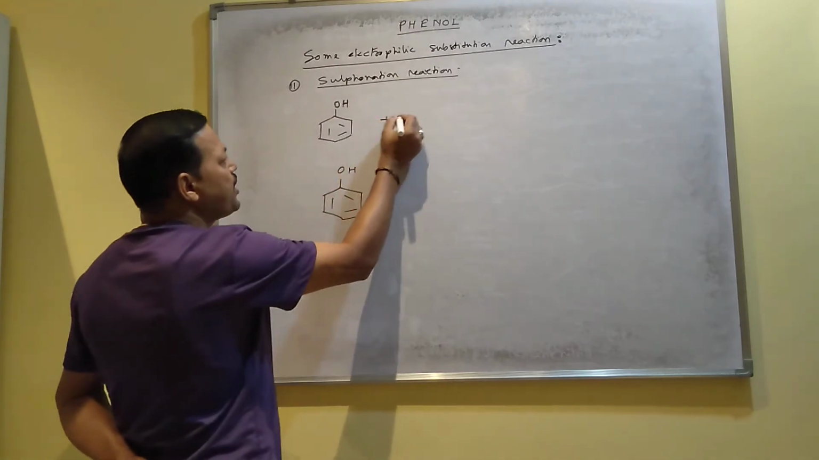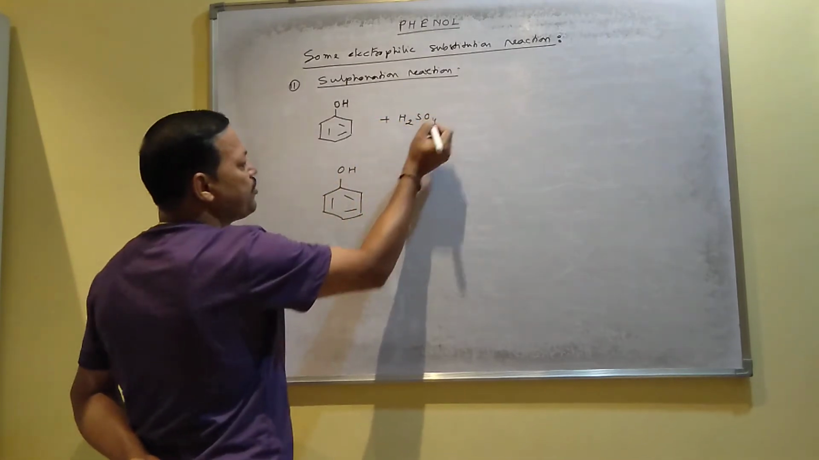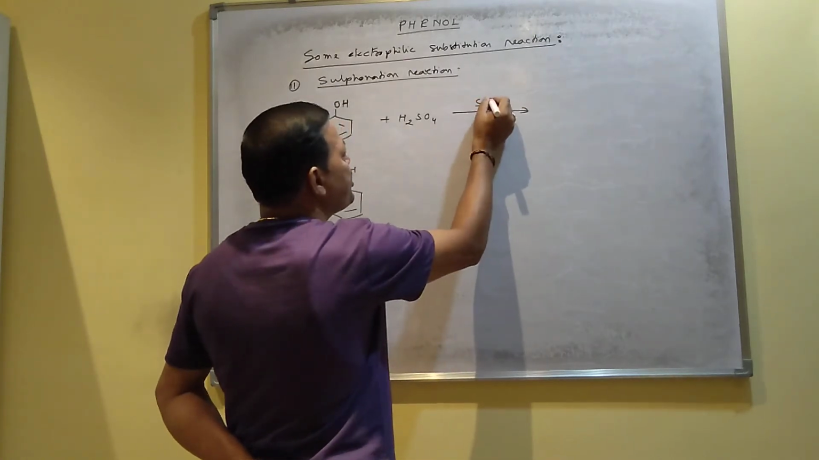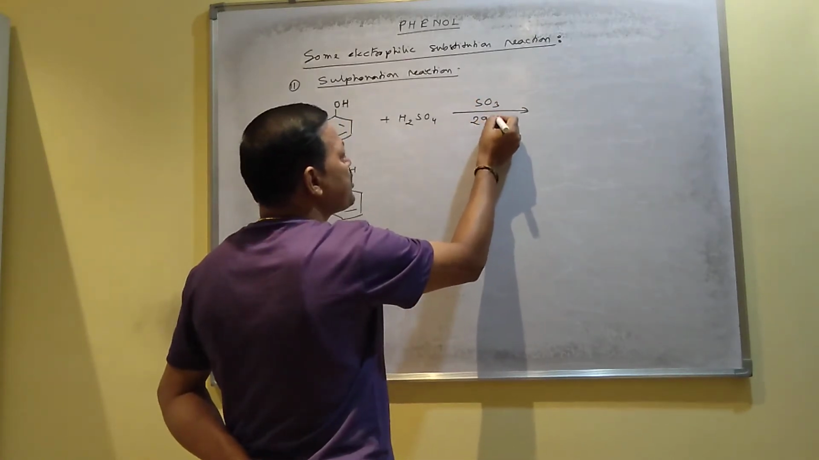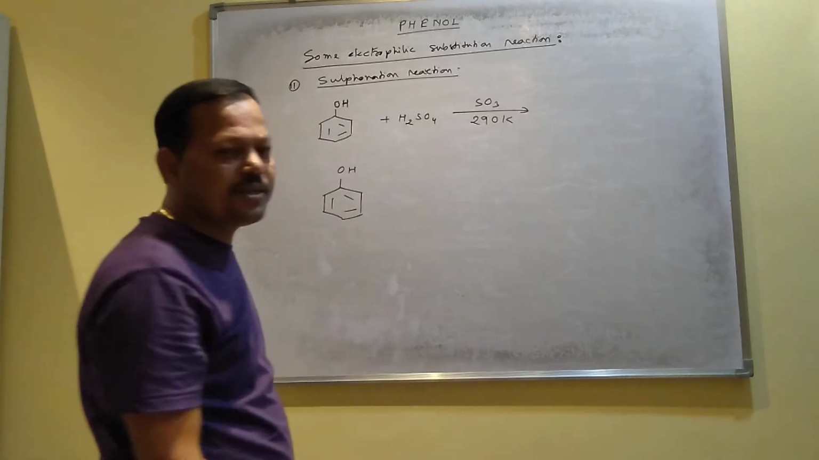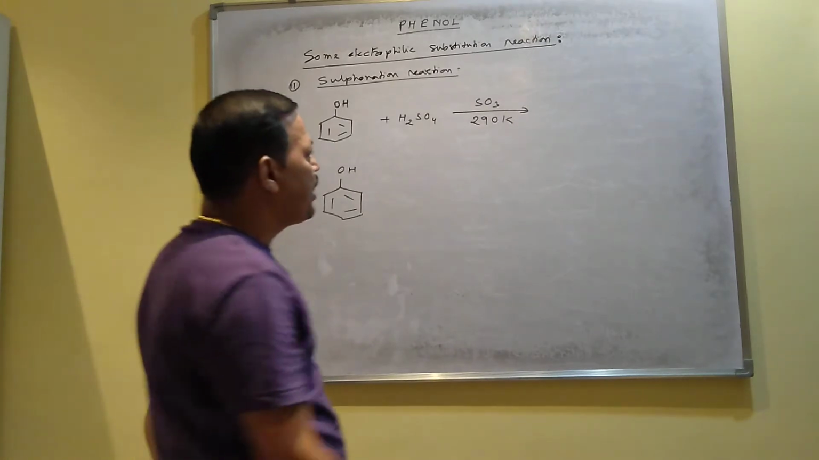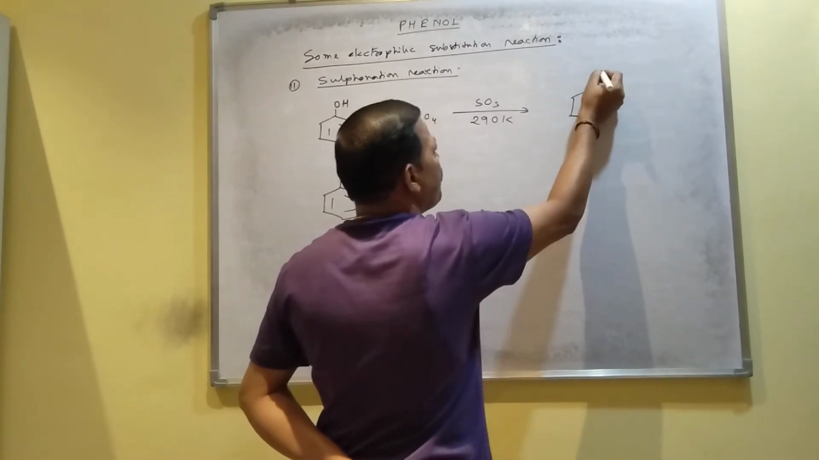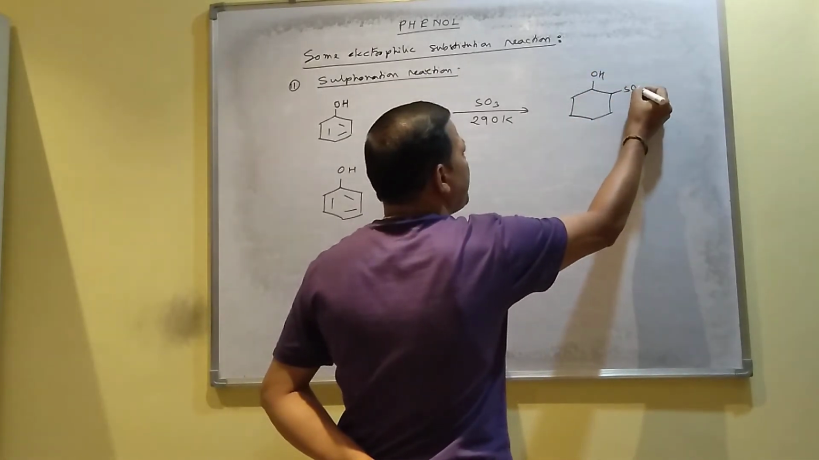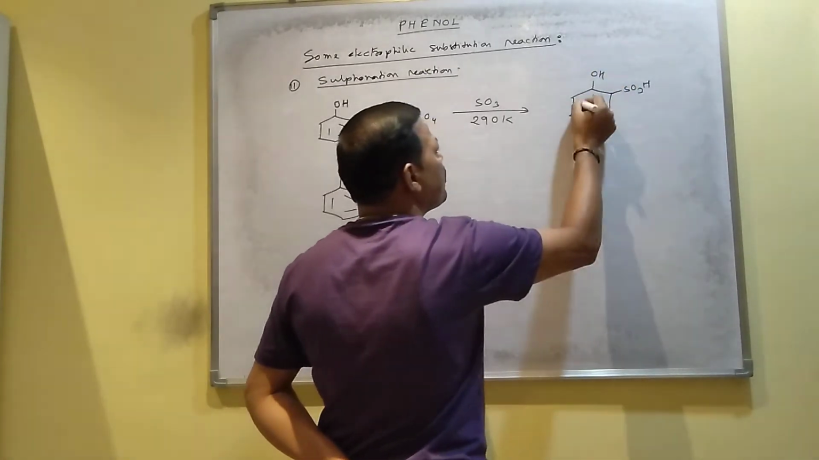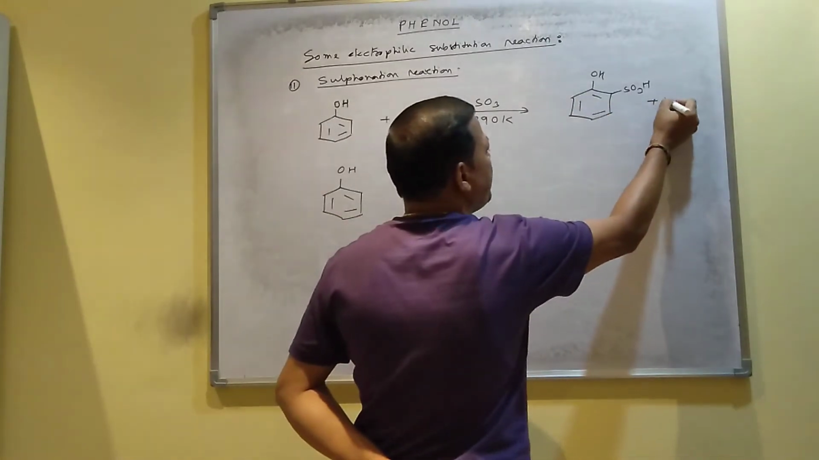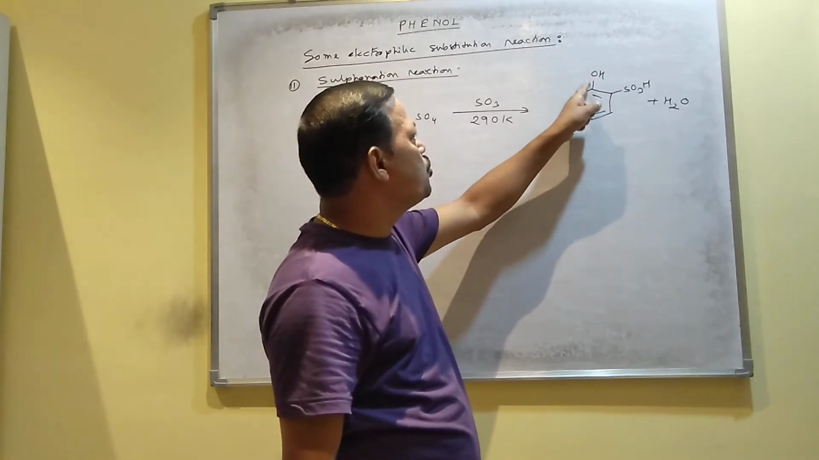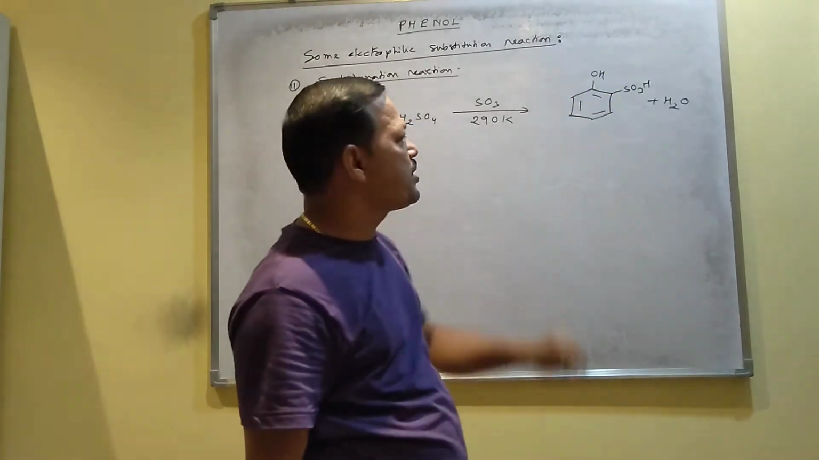So when you apply sulfuric acid with phenol in presence of SO3, this reaction is temperature dependent. When you apply 290 Kelvin temperature, then you will get only the ortho product. I mean in phenol, the SO3H will join here, and the side product will be water. It is called 2-hydroxybenzene sulfonic acid, the IUPAC name.